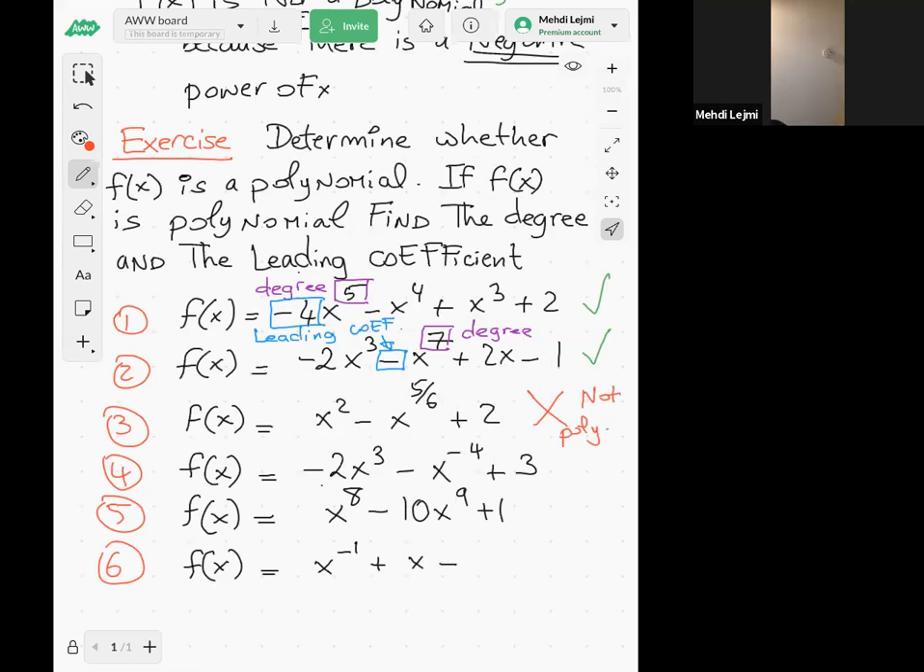Next, number 4. We have minus 2x cubed, that's good, minus x to the power -4. So we do have a negative power, then that's not a polynomial. So this is not a polynomial.